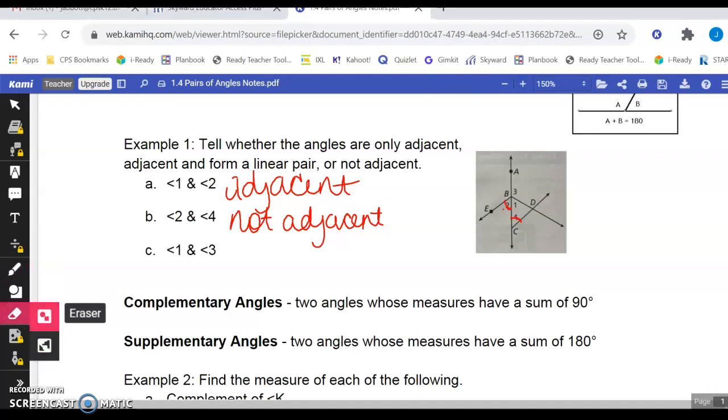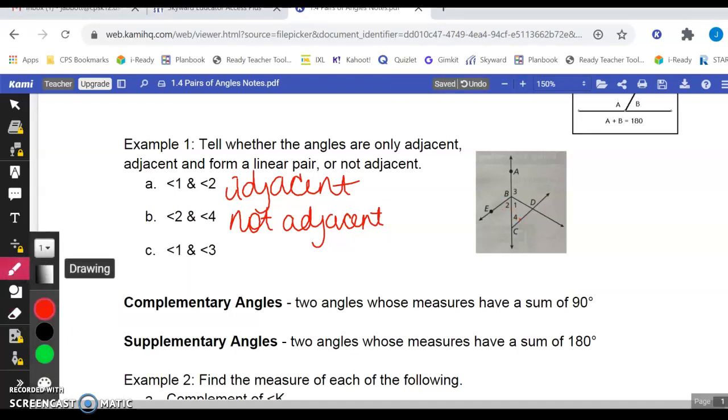Angles 1 and 3, here and here, are adjacent. They share this common side here, and they are also linear because they form a straight line together. They form this line together. So adjacent and linear.